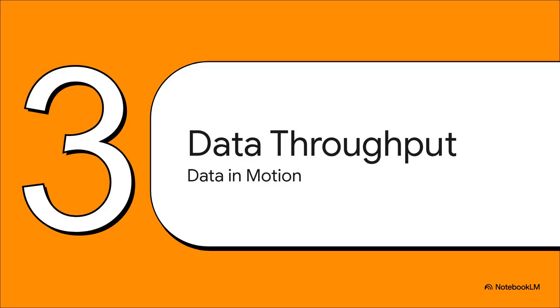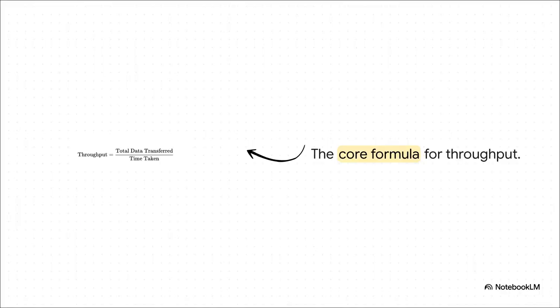All right, Section 3, Understanding Data Throughput, Data in Motion. Throughput simply refers to the rate at which data is successfully transferred from one point to another over a given amount of time. It's essentially the lifeblood of network performance and disk read and write speeds. Mathematically speaking, throughput equals total data transferred divided by the time taken. It's basically the miles per hour of the computing world, telling you exactly how fast your data is actually traveling from point A to point B.